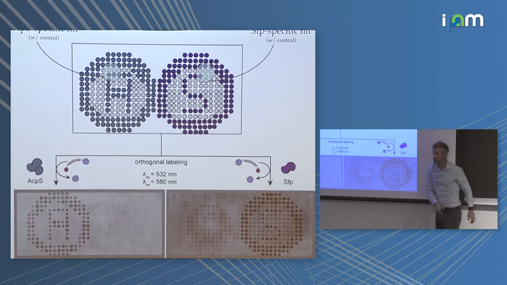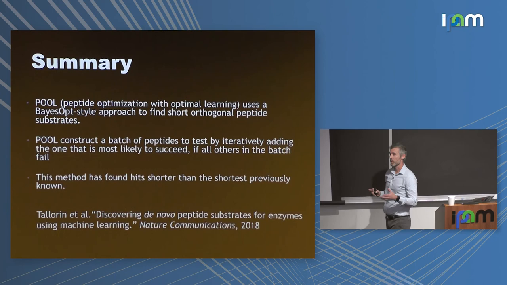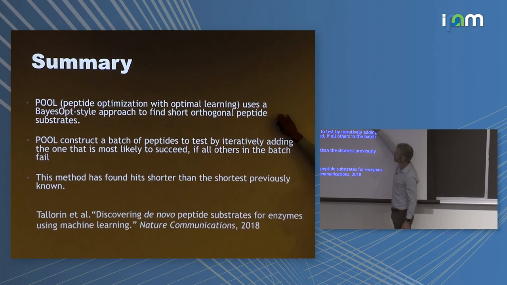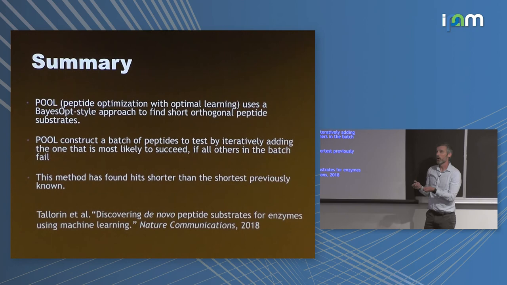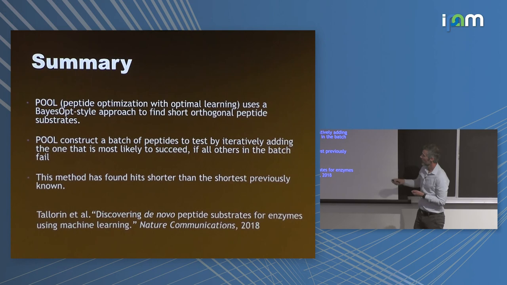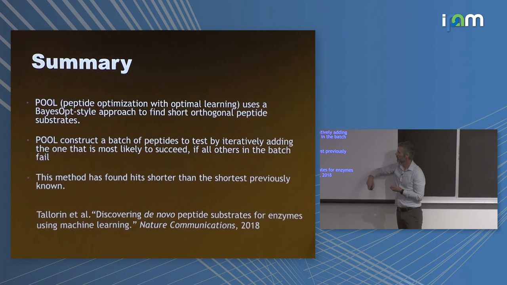OK, so in summary, peptide optimization with optimal learning, or pool, uses a Bayesian-optimization-style approach to find short orthogonal peptide substrates. It iteratively constructs batches of peptides to add, each time retraining the supervised learning model, saying that peptides that had been added previously are not active. The method has found experimentally validated hits that are shorter than the shortest previously known.